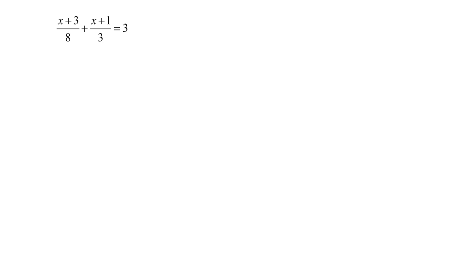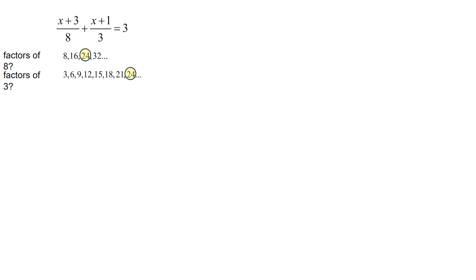Our next question is a little bit more challenging in that we have two fractions on the left side of the equation with different denominators. So the first thing we need to do is find a common denominator between 8 and 3. We can start by listing the multiples of 8. They are 8, 16, 24, 32, and so on. And then the multiples of 3: 3, 6, 9, 12, 15, 18, 21, 24, and so on. And we can see that 24 is our common denominator.